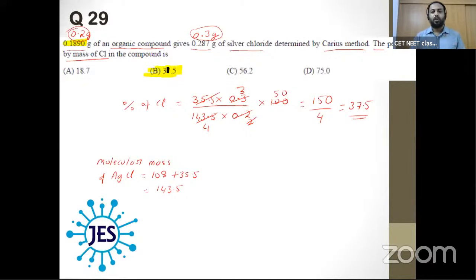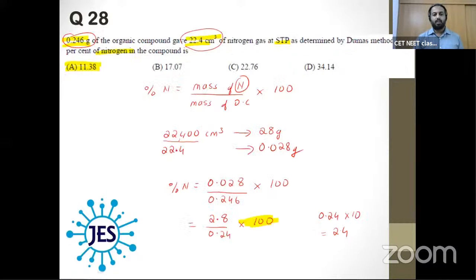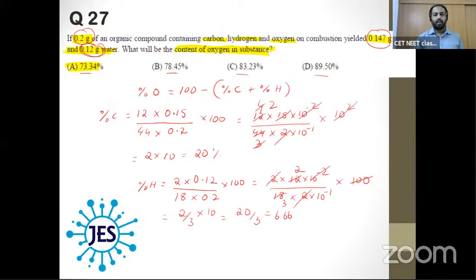So this is how you can estimate the percentage of chlorine or any halogen in an organic compound. Okay. Now we'll move on to the last question. Last question is related to Kjeldahl's method. Kjeldahl's method is a method to estimate nitrogen. I will show you the formula once. Look at that formula and then solve the question. You can just have a look at it once and then we'll check our answers.